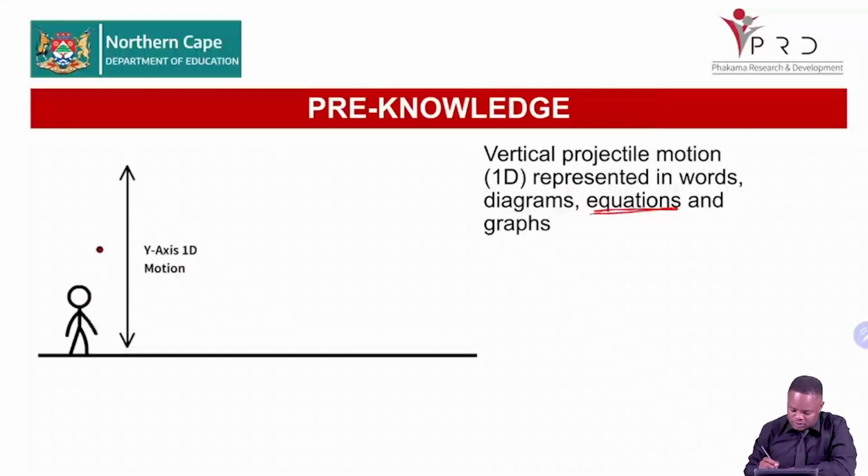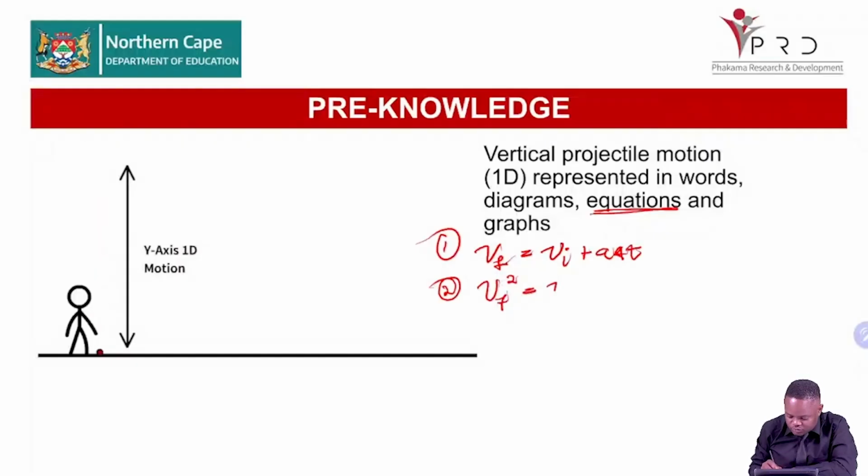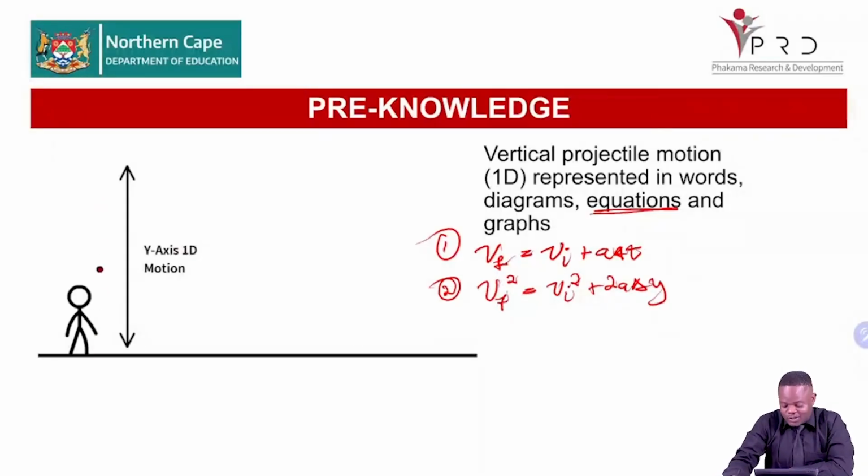The equations. Number 1, we know that the final velocity is equal to our initial velocity plus acceleration multiplied by time. This is one of the equations that we need to remember when we are dealing with these questions. And then what else? Number 2, final velocity squared is equal to your initial velocity squared plus 2a delta y. So this is another one of the equations that you need to recall, grade 12s.